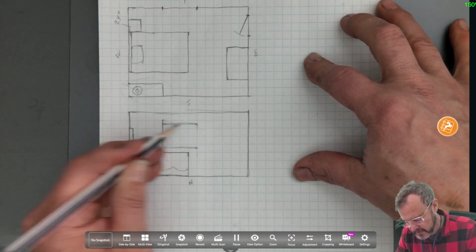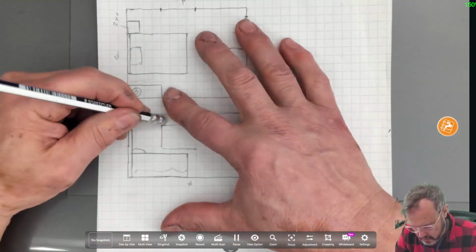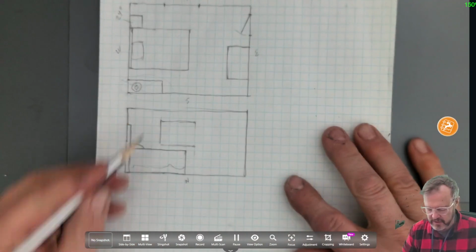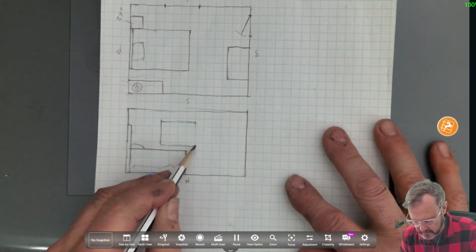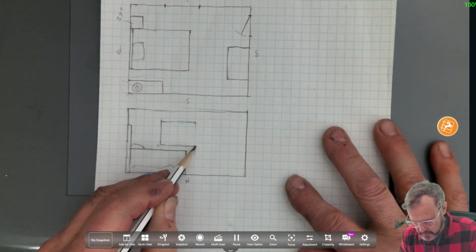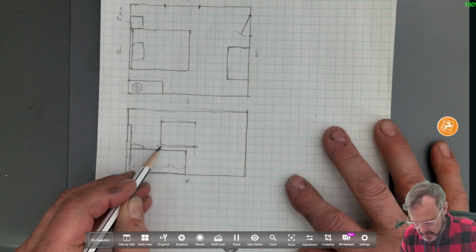And here's where we really want to see a few details, especially if you don't have a lot of things in your room. We want to draw, like, if there's a window sill, and this is just freehand sketching.